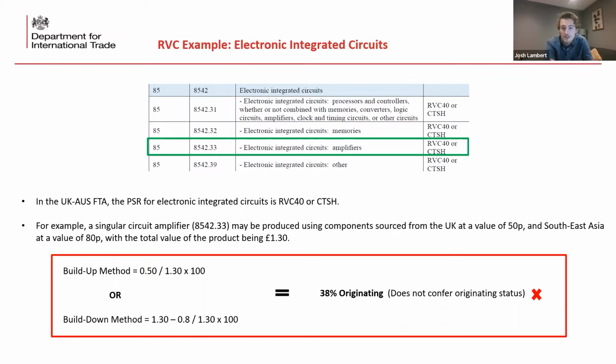and find that it is RBC 40 or CCSH. So they know that at least 40% of their goods value needs to come from originating materials. The overall value of the good in this scenario is £1.30, and 50p worth of that comes from originating materials, which, using the build-up calculation method, the trader identifies as being 38% worth of the value, so 38% originating, and therefore this amplifier would not meet origin, which is currently set at RBC 40 or 40% originating.